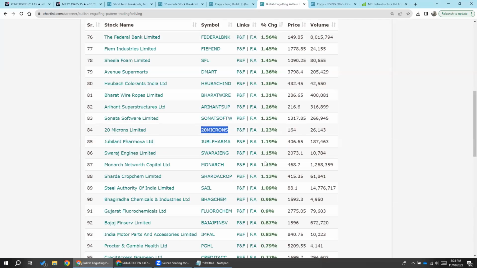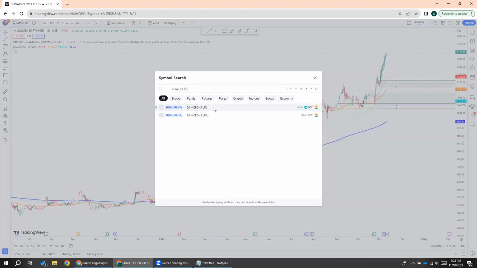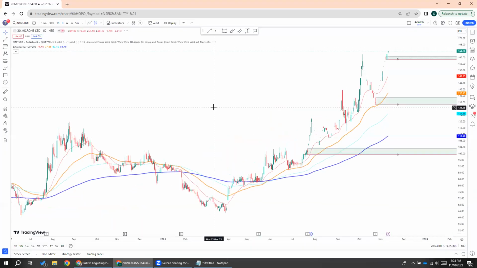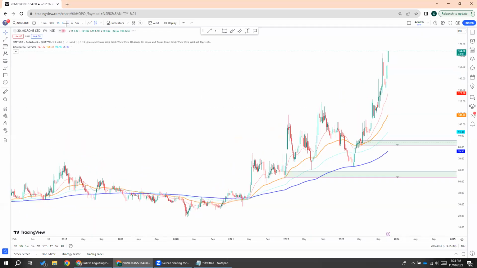20 Microns. Let's see. Again, there are higher circuits. See again on weekly, it is close to the 200 EMA and gives a rejection. Very great sign. If someone bought at 66, now it is 160, so almost 3 times. Here also, the 200 EMA touch and go. Very good momentum.